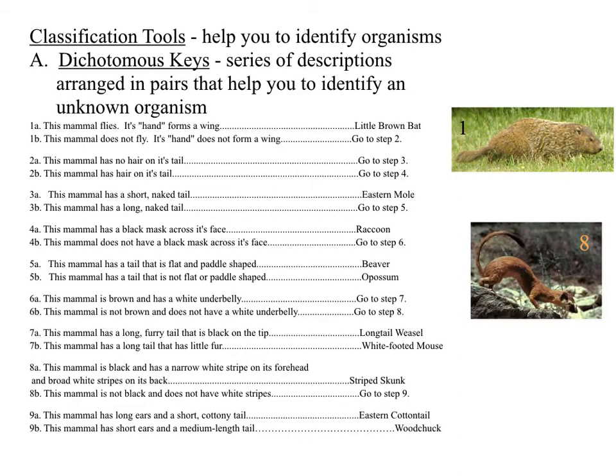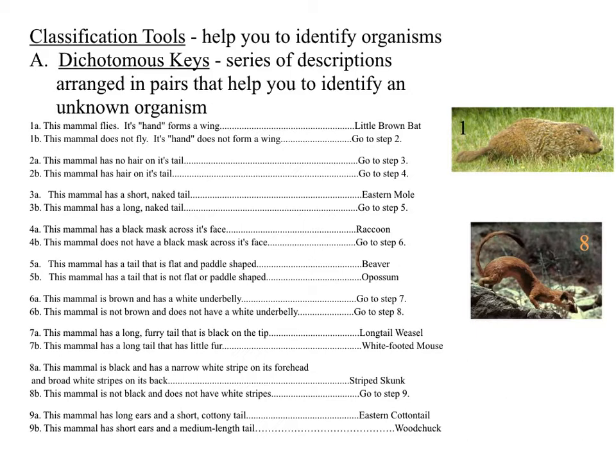This mammal has a black mask across its face. This mammal does not have a black mask across its face. Go to step 6. I do not see a black mask, so we're going to go to step 6. This mammal is brown and has a white underbelly. Go to step 7. Or this mammal is not brown and does not have a white underbelly. Go to step 8. Well, it's brown, but there is no white underbelly, and I'm just going to tell you that. So we're going to go to step 8.